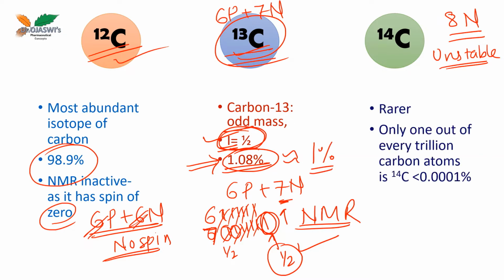Let us see more about 14C. It is the rarest isotope of carbon. Only 1 out of every trillion carbon atoms is 14C. So it is less than 0.0001%. So there is hardly any carbon with 14C isotope.